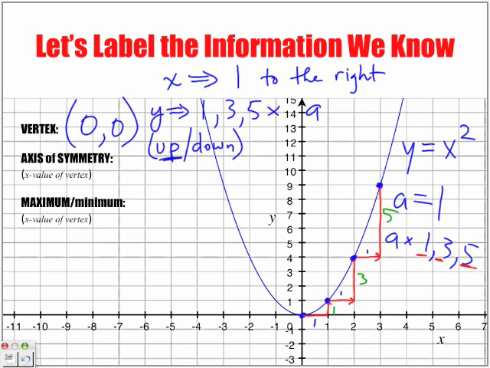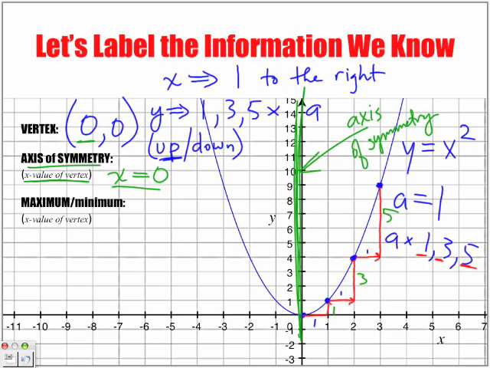Now, in terms of the axis of symmetry, where can we place our mirror on this graph? We place it right at where the vertex is. This is the axis of symmetry. This axis of symmetry also is the x value of the vertex. Here's the x value of the vertex. What is x? x is equal to 0. That is what the axis of symmetry is. The axis of symmetry is x is equal to 0.